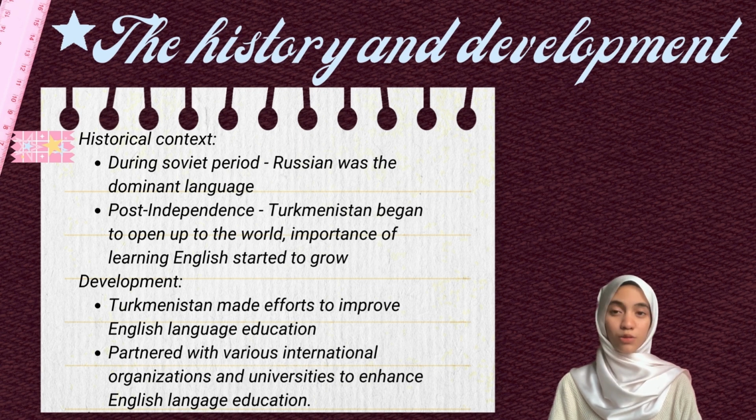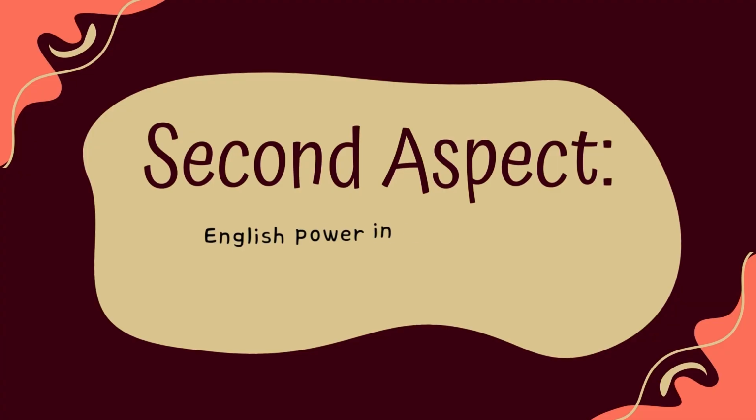So, how did Turkmenistan's English develop? Turkmenistan undertook several initiatives to improve English language education. Firstly, by recognizing the global significance of English, the government partnered with various international organizations and universities. This collaboration aimed to enhance the quality and accessibility of English language education, ensuring that Turkmen students could compete on the global stage. Now, let's move on to the second aspect, which is his opinion on the importance of English.